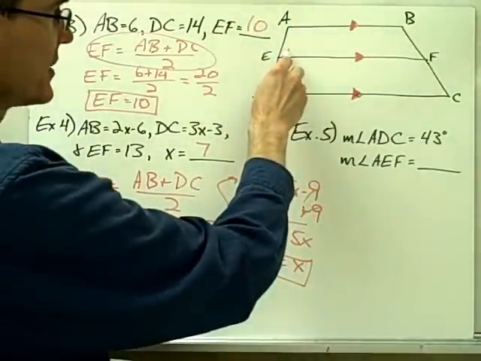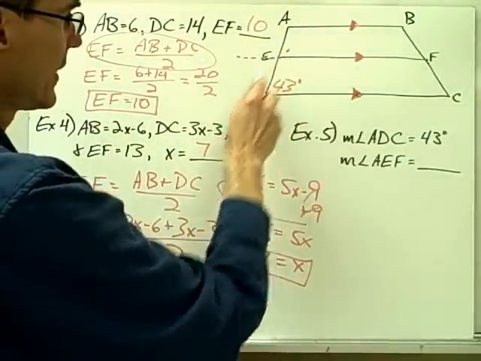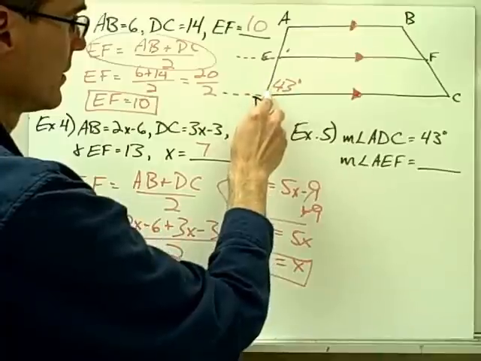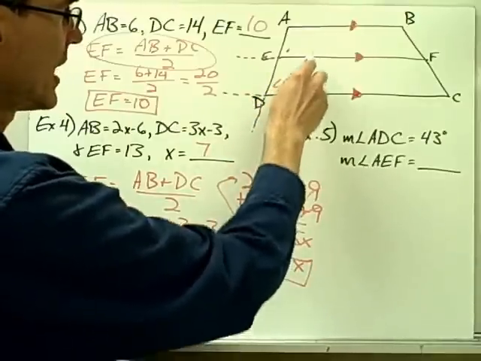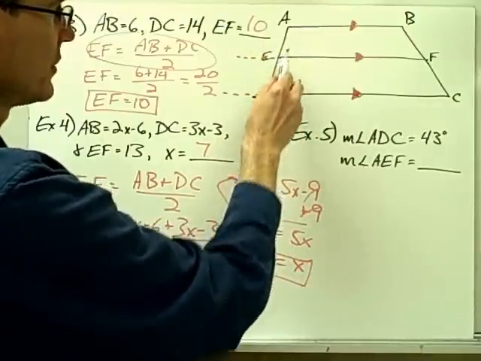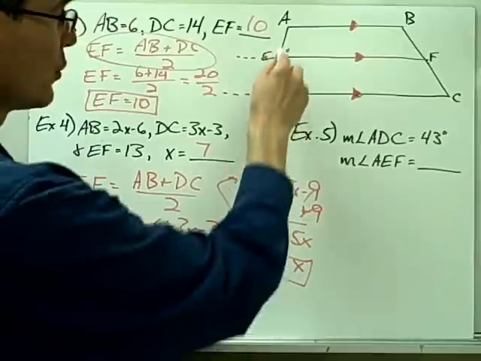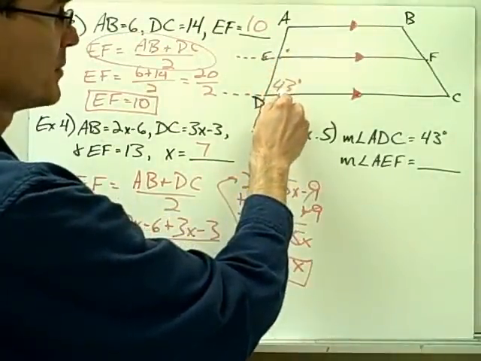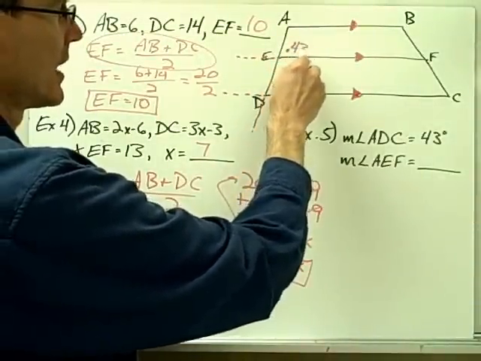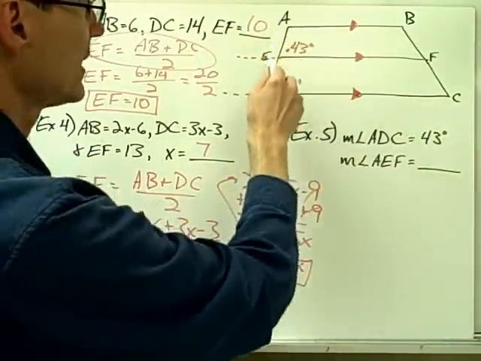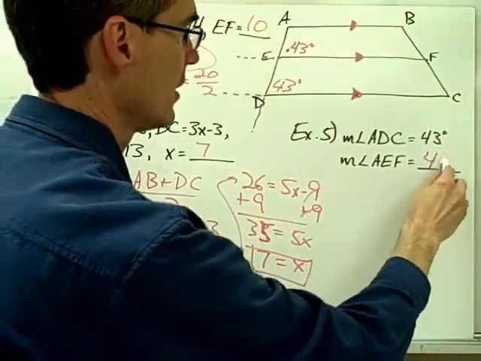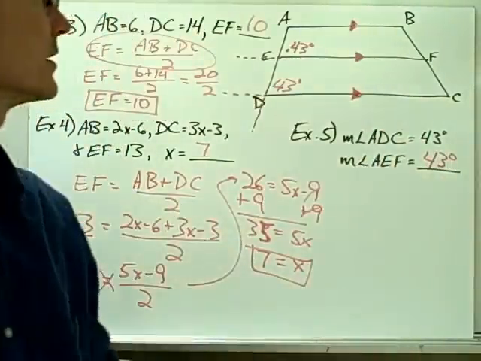And if I'm trying to find this angle right here, if I extend out these lines, then I can see that I have 2 parallel lines cut by a transversal. These 2 angles here form corresponding angles, which means that this angle must be the same as this angle. So the measure of angle AEF is also 43 degrees.